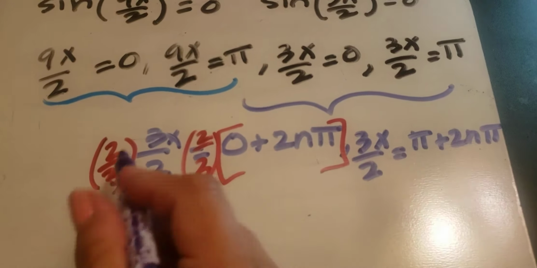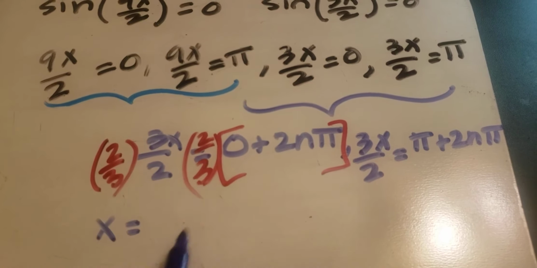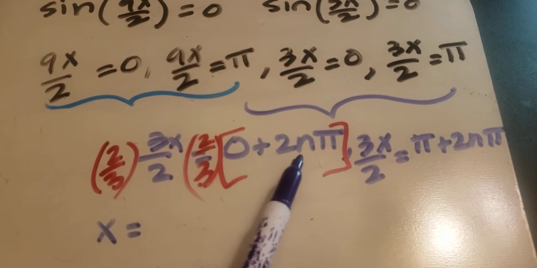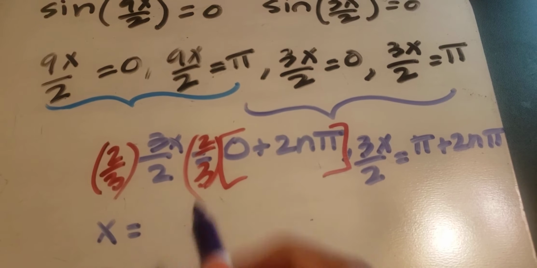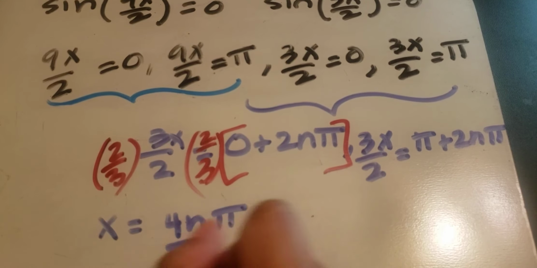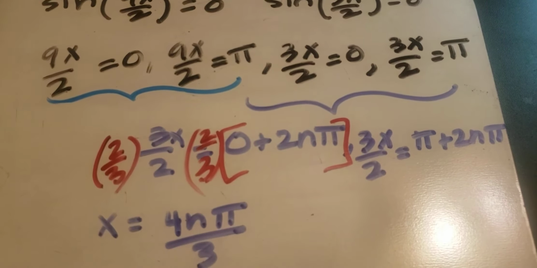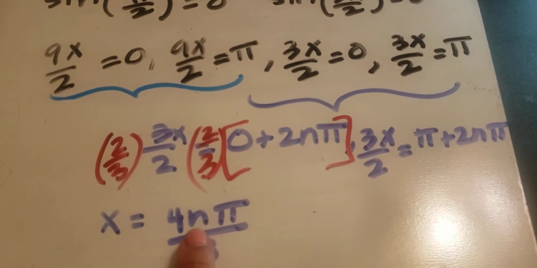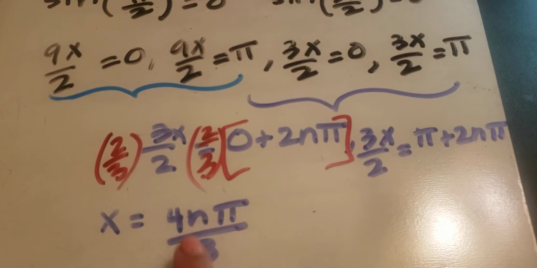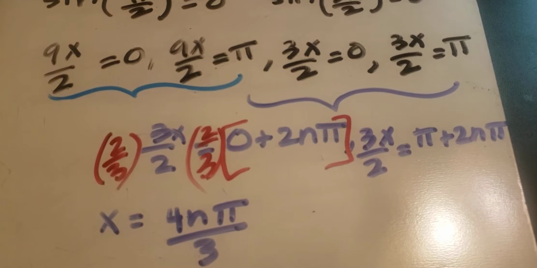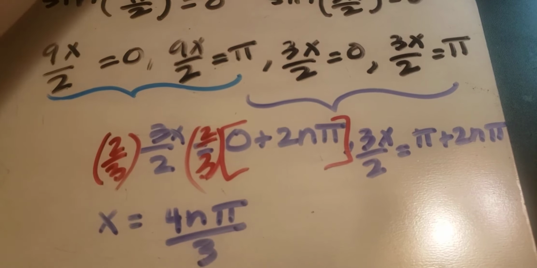Now I'm going to do the same thing here. So I'm going to show you. I end up with x equals 2/3 times 0, which gives me 0. And 2/3 times 2n pi gives me 4n pi over 3. When n is 0, this will give me 0, but 0 is already one of our solutions. If you look at your notes, 0 was already one of our solutions.